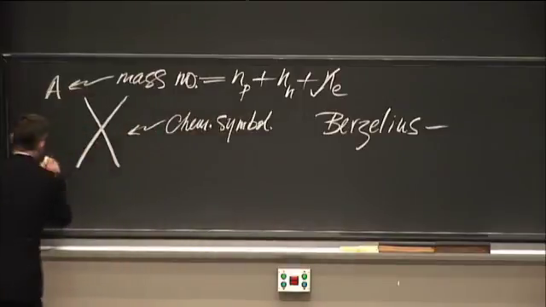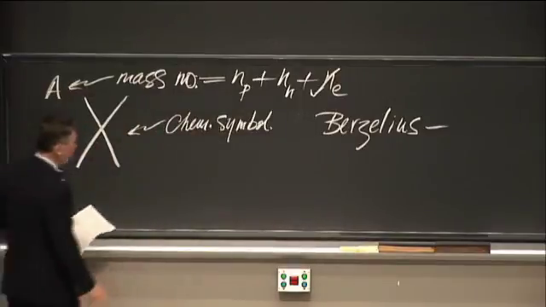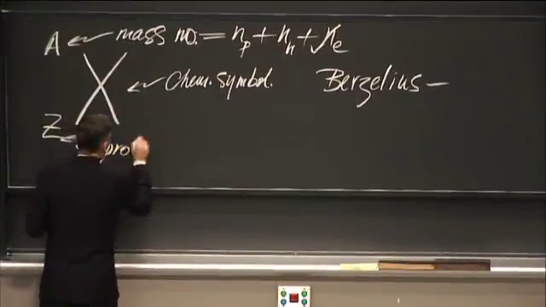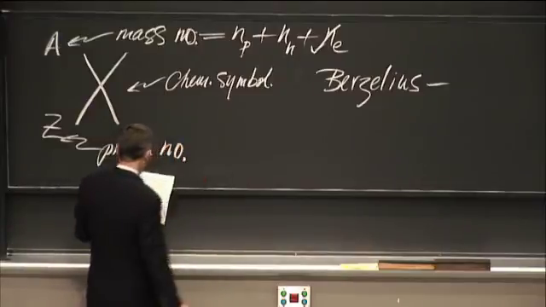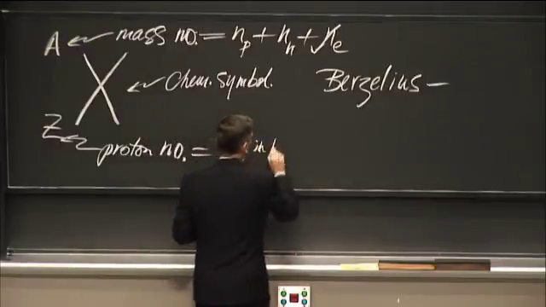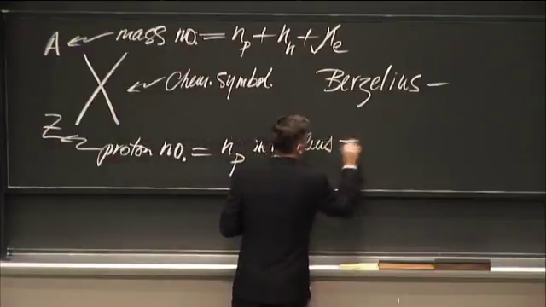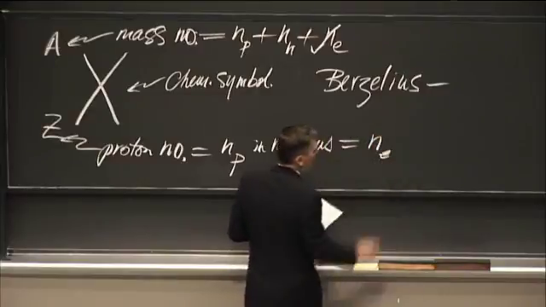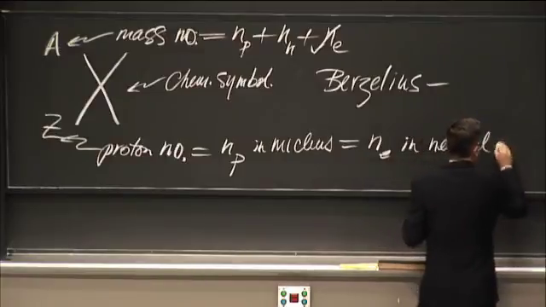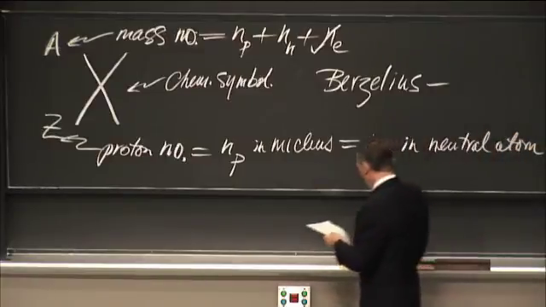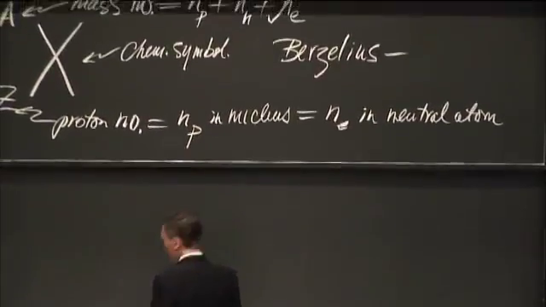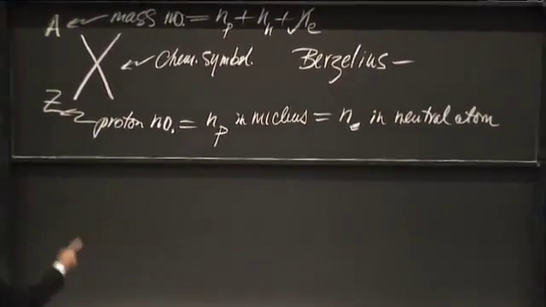And then down in the lower left corner we have Z, and Z is the proton number, and as the name implies, it's equal to the number of protons in the nucleus, which then equals the number of electrons outside the nucleus in the neutral atom. Now I'm specifying neutral atom because it's not necessary for atoms to be neutral, and we'll take a look at those in a moment.